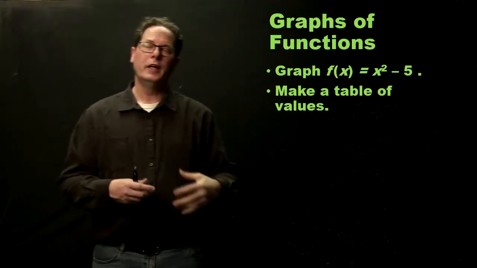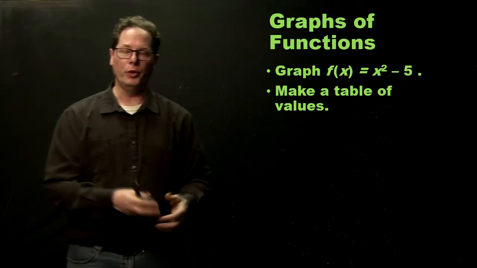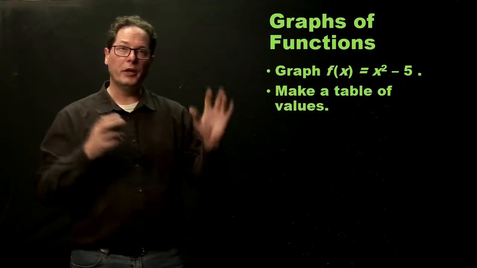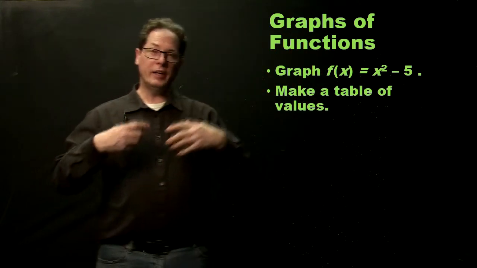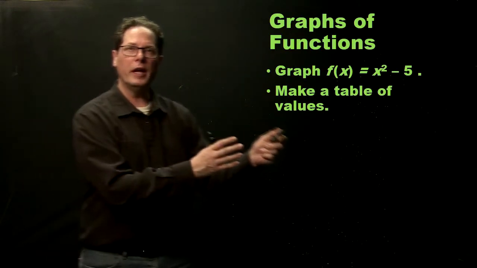The graph of a function is a representation of a whole continuum of inputs and outputs. So for this example here, f of x is x squared minus 5. It takes any real number, squares it, subtracts 5. And so you could look at a table of values.